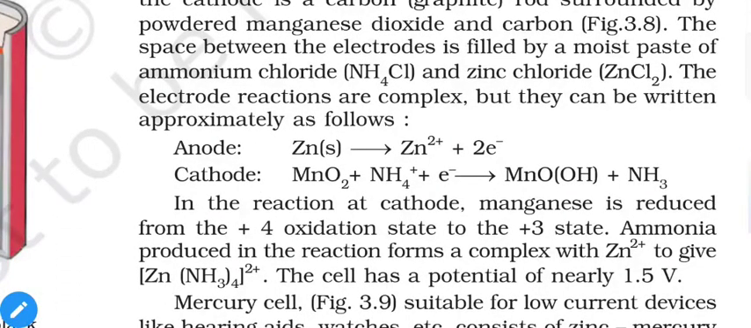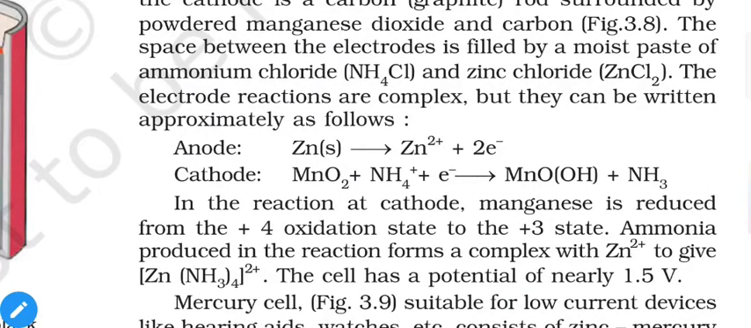Actual reactions are complicated, but we are just concentrating on redox couples, that means the species which are being reduced and oxidized. So at the anode, zinc is oxidized to Zn2+ ions, and at the cathode we have MnO2, NH4+ and electron, which gives us MnO(OH) and NH3. So let us try to find which of them is being reduced.